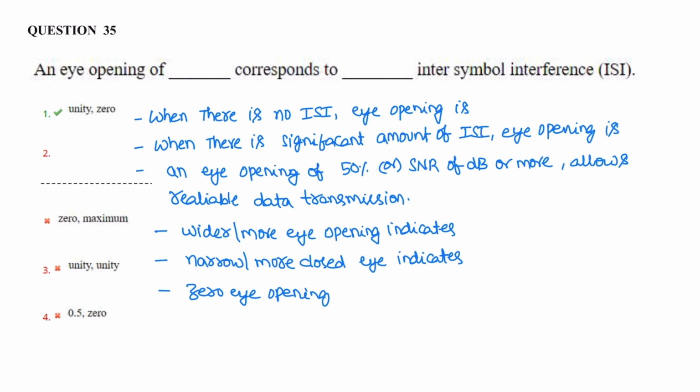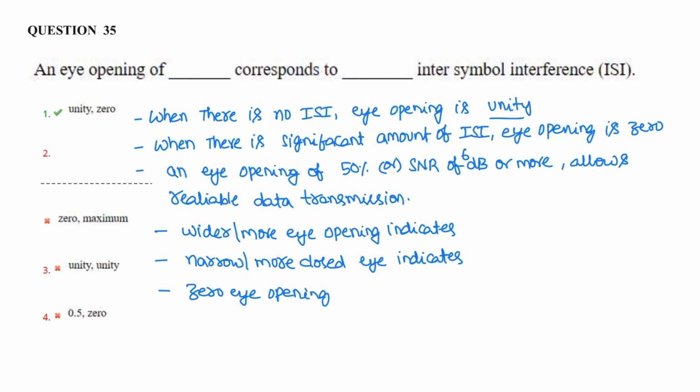Next question. An eye opening of dash corresponds to an intersymbol interference. When there is no ISI, the eye opening is unity. When there is a significant amount of ISI, the eye opening is 0. An eye opening of 50% or a signal to noise ratio of 6 dB or more allows reliable data transmission.